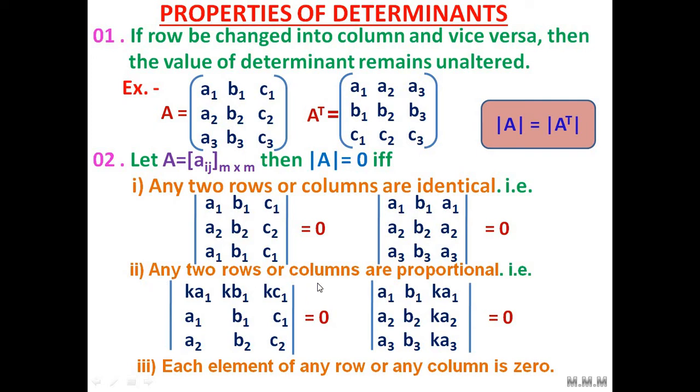Now if any two rows or columns are proportional, that is K A1, K B1, K C1 and A1, B1, C1, both are proportional. Here column 2 and column 3 are proportional, then value will be 0. And if each element of any row or any column is 0, then value will be 0. So in property 2 there are 3 conditions for the value to be 0 for matrices of order 3 by 3.